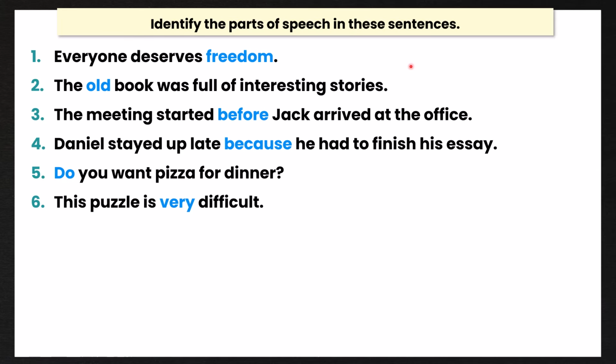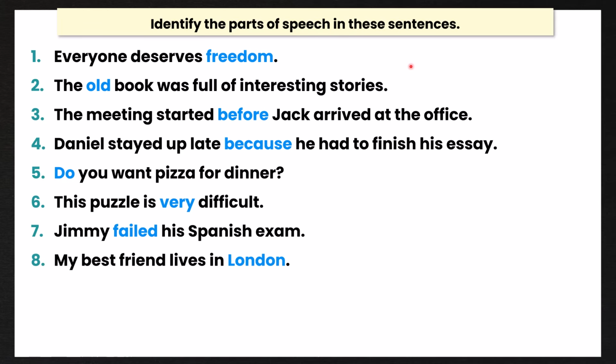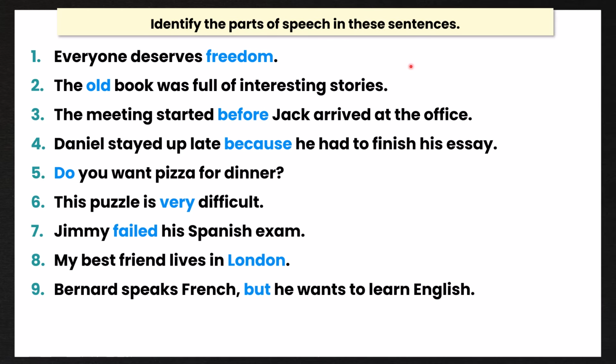Number 6, this puzzle is very difficult. Number 7, Jimmy failed his Spanish exam. Number 8, my best friend lives in London. Number 9, Bernard speaks French, but he wants to learn English. And finally, number 10, aw, your dog is so cute.